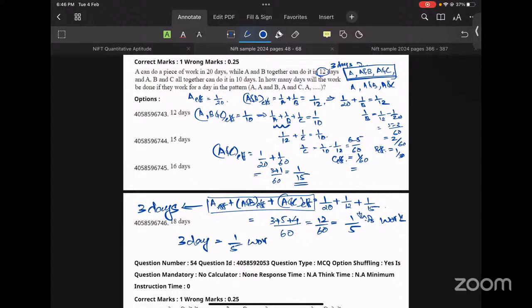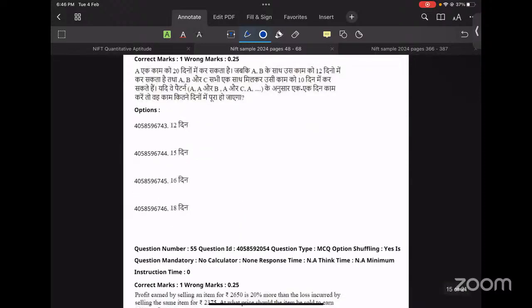So the complete work will be unity. So just take the 5 here. So 3 into 5, that is equal to the total work. That is 15 days. Okay. So this is a little bit tricky question and we need to spend a little time over here. So just try to solve maximum questions in minimum time and dedicate time to solving these kinds of tricky questions.